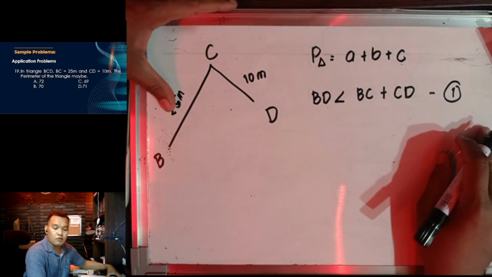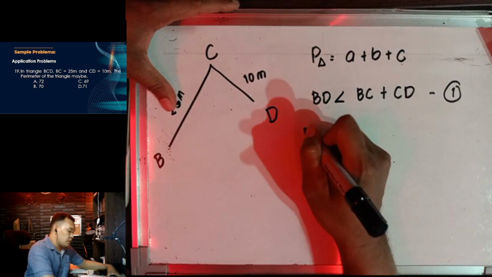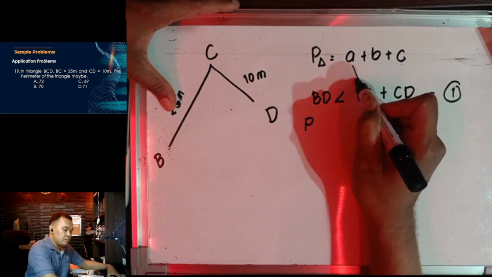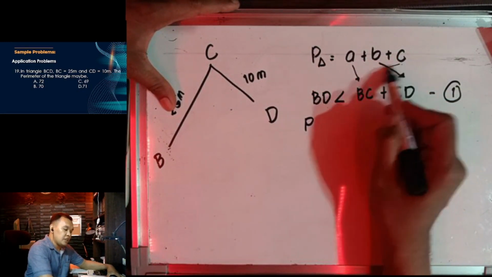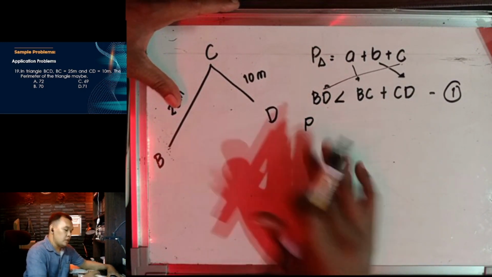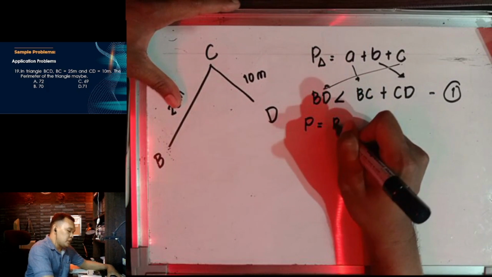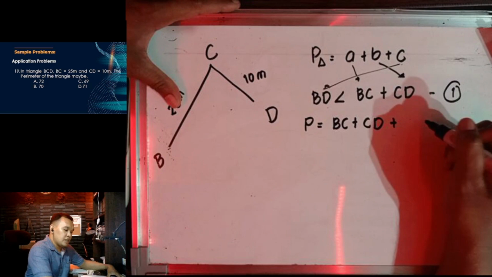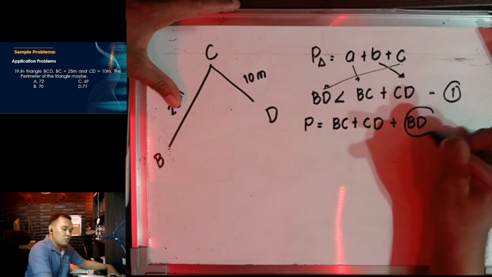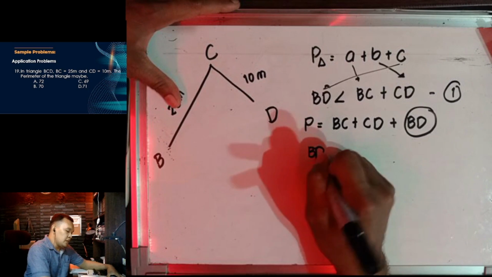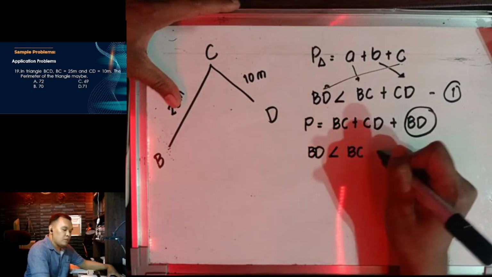Then, second, for the perimeter, let's say A is BC, B is CD, and C is this DC, no? So we can say the perimeter is equivalent to BC plus CD plus BD. And we all know that this BD is less than BC plus CD, no? So I can say BD is less than BC plus CD.